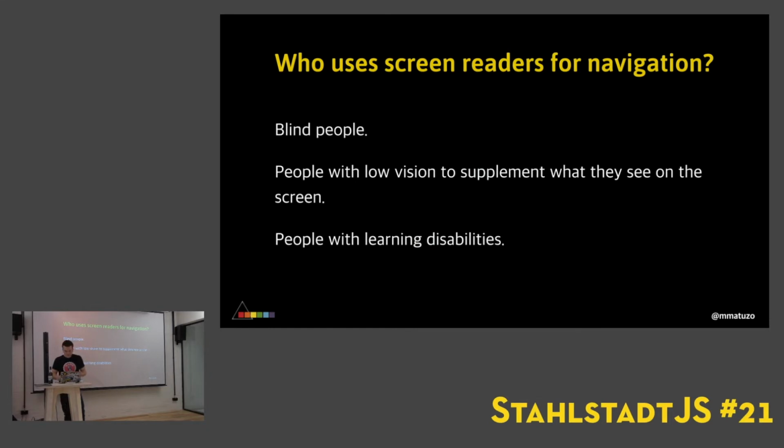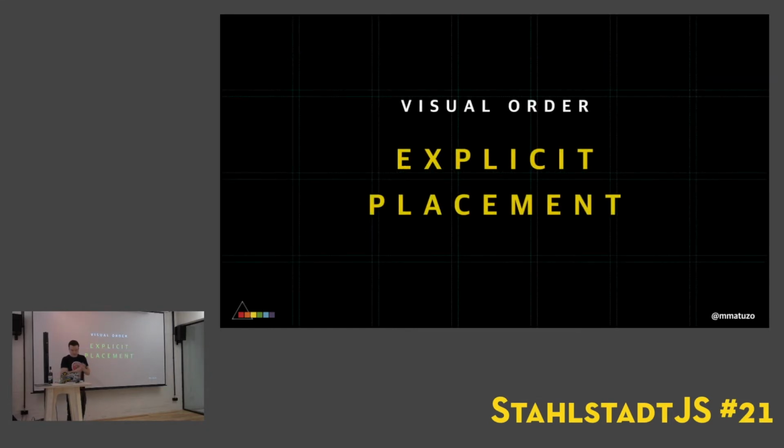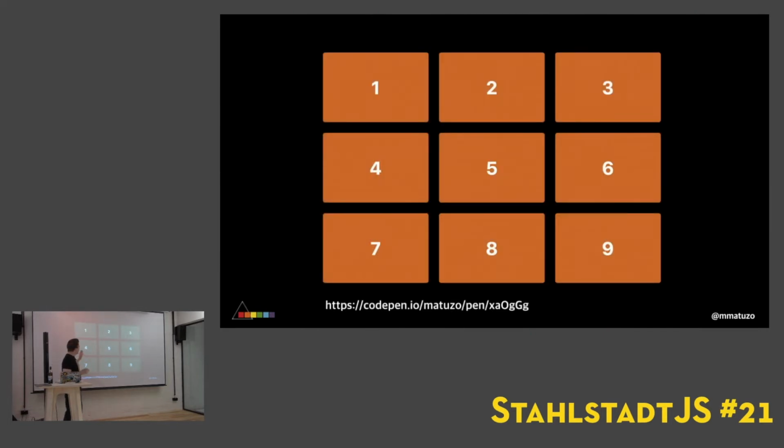All right, now let's talk about grids. The first thing I want to talk about is explicit placement. Let's say we have, this is orange, it's orange, believe me, a 3x3 grid with 9 items. If I press the tab key here, you can see that the focus jumps from the first item to the second, to the third, and then it skips to the second row and so on. It's very easy to follow.